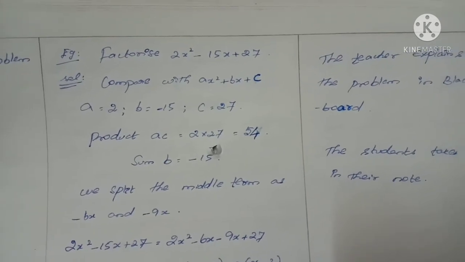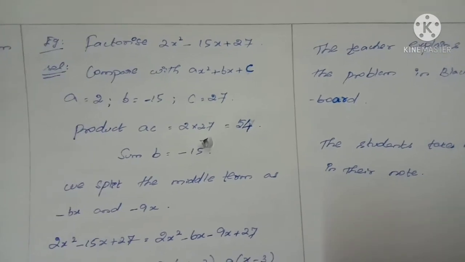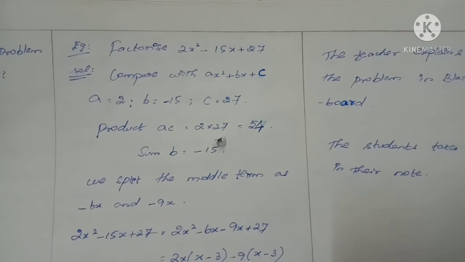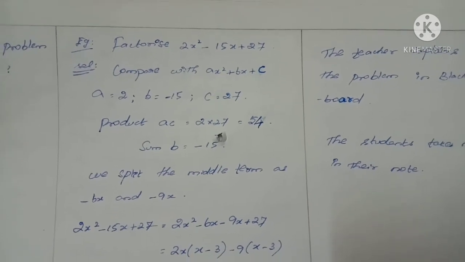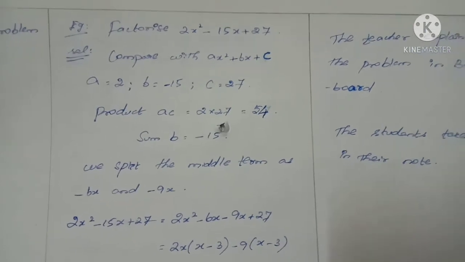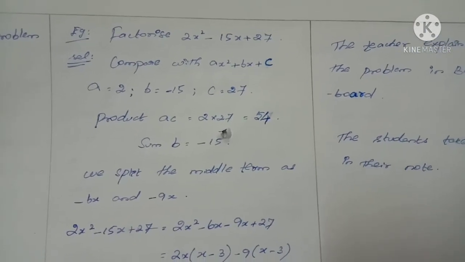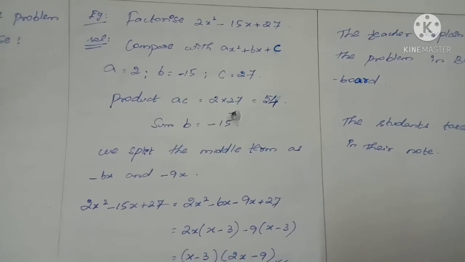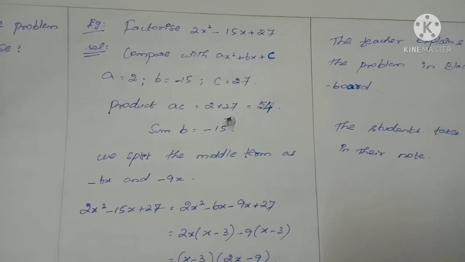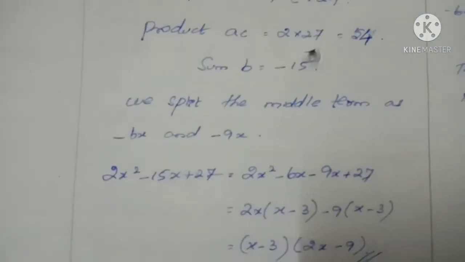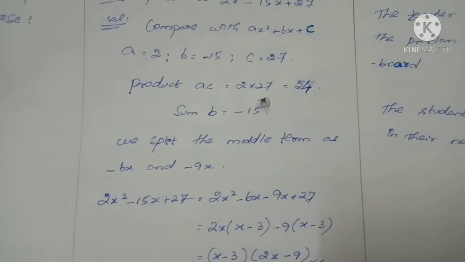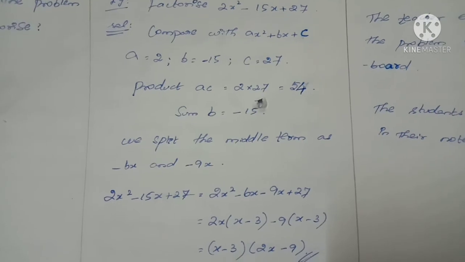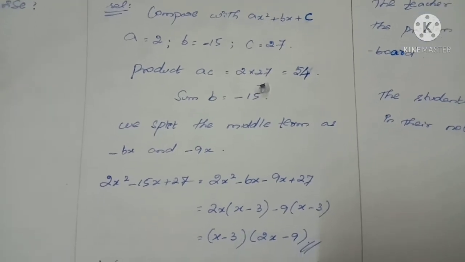Solution. Compare with ax square plus bx plus c. Here a equal to 2, b equal to minus 15, c equal to 27. Therefore, product AC equal to 2 into 27 equal to 54. Sum b equal to minus 15. We split the middle term as minus 6x and minus 9x.